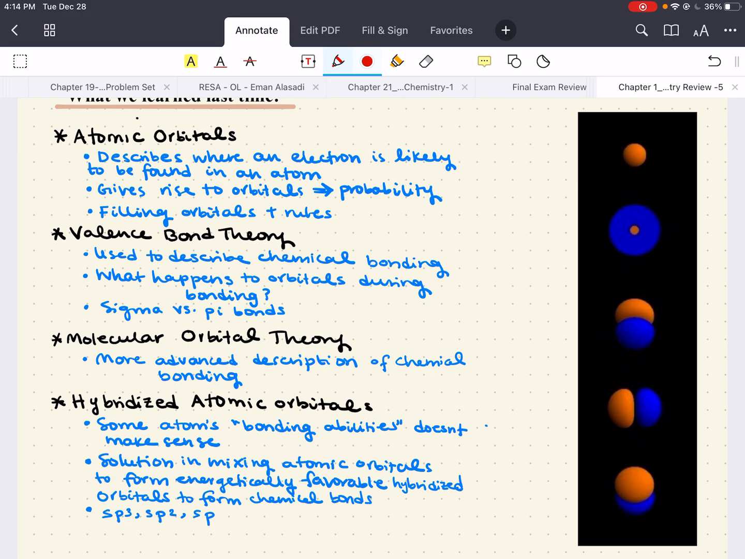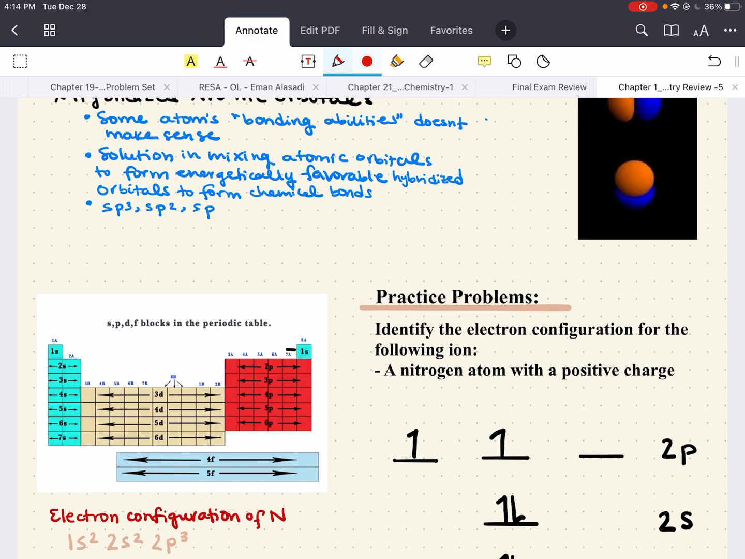We said molecular orbital theory is a much more advanced description of chemical bonding, but we don't want to get into that because it's a little too advanced. Instead, we talked about the limitation of valence bond theory and how we're going to fix it, which is through hybridized atomic orbitals. Some atoms' bonding abilities, like carbon's, don't make sense. You would think carbon would only form 2 bonds, but we observe carbon to form 4 bonds. We observe carbon to be tetravalent. So how do we make sense of that? Our solution is to mix atomic orbitals to form energetically favorable hybridized orbitals, and those are what participate in chemical bonding for certain atoms. For carbon, for example, carbon is sp3, sp2, or sp hybridized, depending on whether it's single, double, or triple bonded.